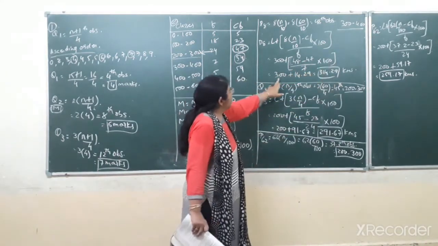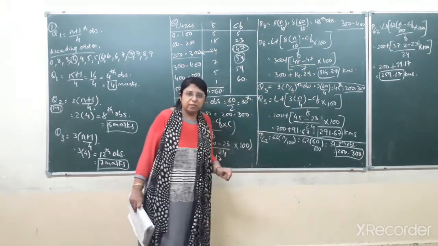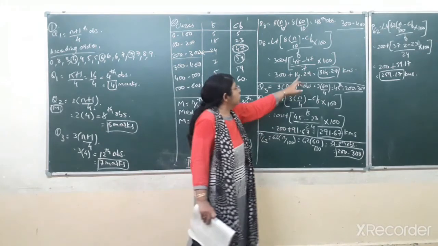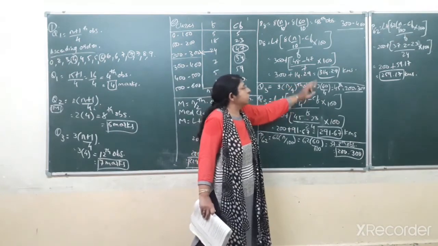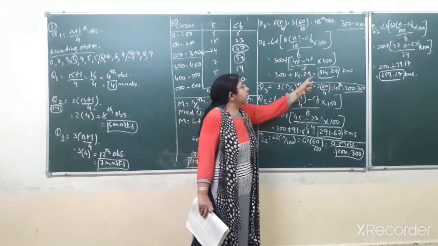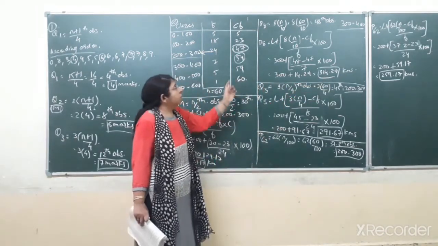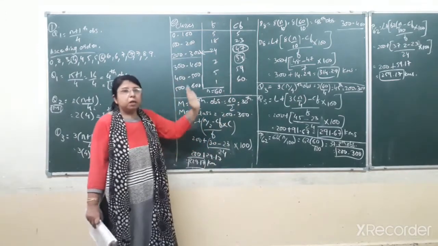So 300 plus, now 48 minus 47, so 1, 1 by 7 into 100. You will do that, then you will get the answer 14.29. Adding that value to 300, you will get 314.29 kilometers. Now we have found the median and decile.